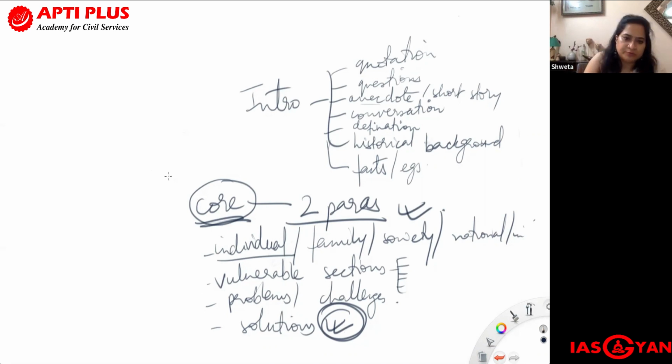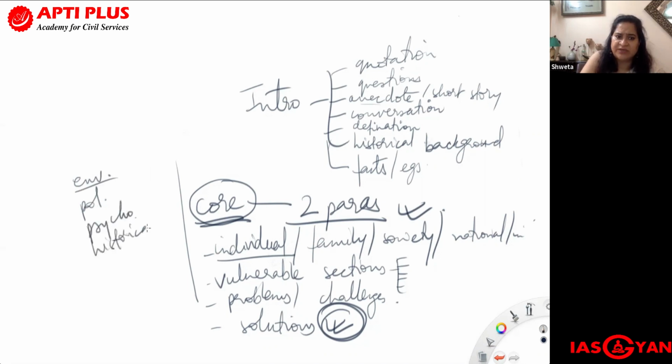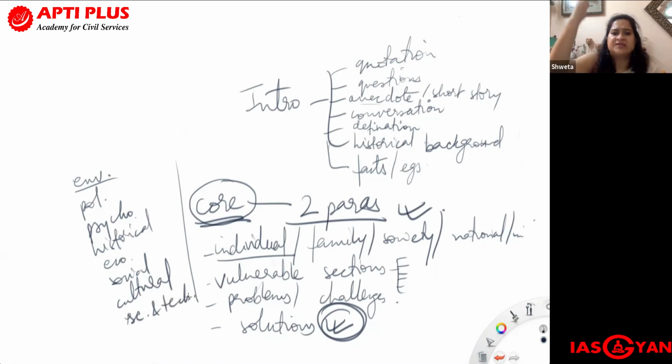Try to open multiple dimensions, like the environmental perspective, the political perspective, the psychological perspective of a topic, the historical perspective of a topic, right? The economic perspective, the social perspective, the cultural perspective. Okay, you can consider the science and technological aspect of a topic. Try to open various dimensions associated with a topic.